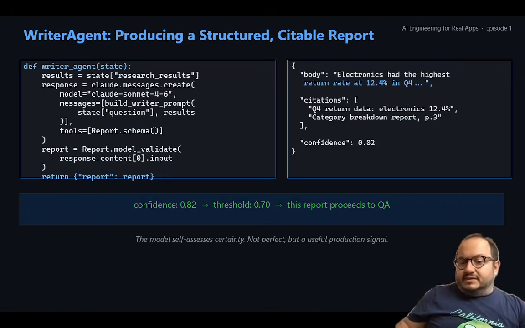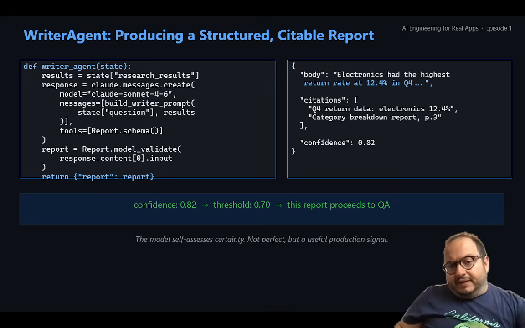With research results in state, the WriterAgent can produce the report. The WriterAgent takes the research results and produces a report object. This is where the output starts to look like something a user could actually consume. The report has a body, the full response in natural language, a list of citations, references back to the source passages used, and a confidence score, a float that the agent itself assigned based on how well the research supported the answer. The last field is important. We are asking the model to assess its own certainty.